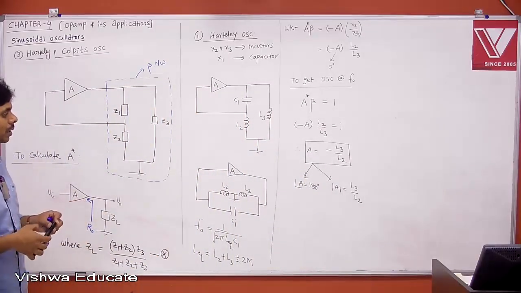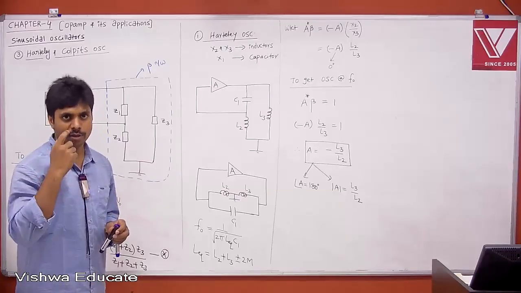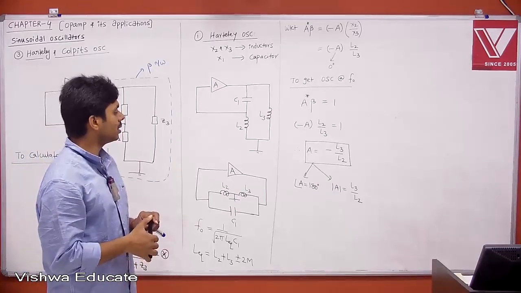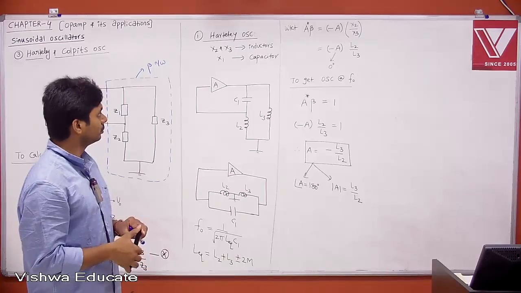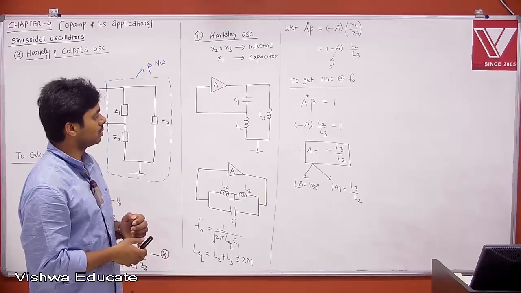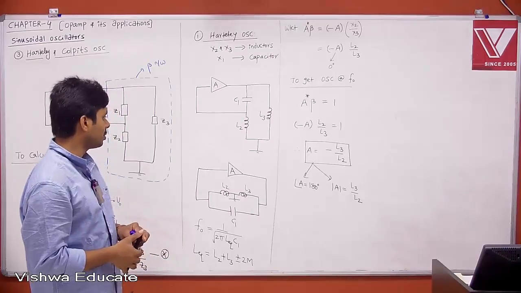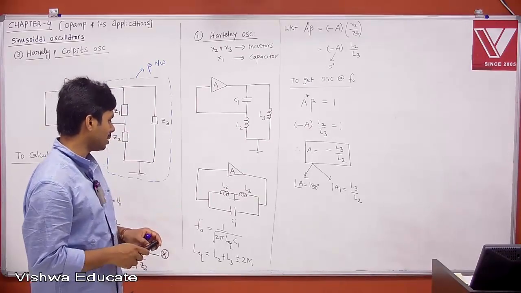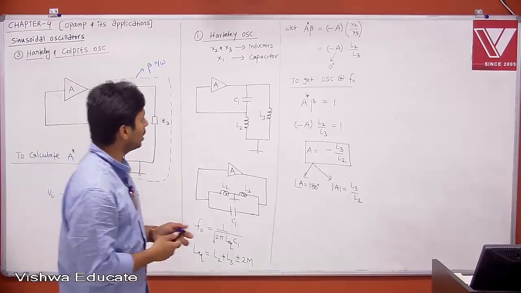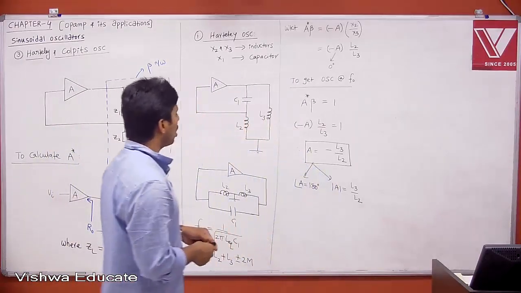You can have just 1.01 or 1.1 or 1 or 1.3. That is enough to have oscillations. And the frequency of oscillation F0 is equal to 1 by 2 pi root over L equivalent into C1. L equivalent is nothing but L2 plus L3 plus or minus 2M. Okay, fine. Now this is the Hartley oscillator. Then what is Colpitt's oscillator?